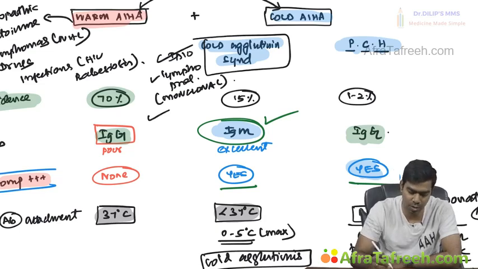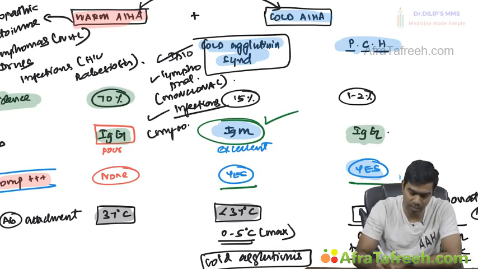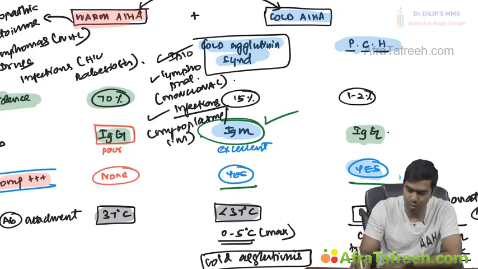All these things can cause cold agglutinin syndrome, and similarly, a lot of infections can also cause it. Typically, I told you two infections already. One is mycoplasma and second is EBV, that is infectious mononucleosis.